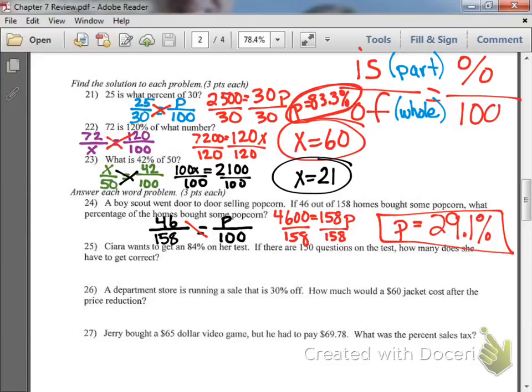Alright, next one we have Sierra. She wants to get an 84% on a test. So that needs to go above a 100. There's 158 questions on the test. So is that the part of the test or the whole test? The whole test. So that needs to go on the bottom. We're looking for the part she needs to get correct.